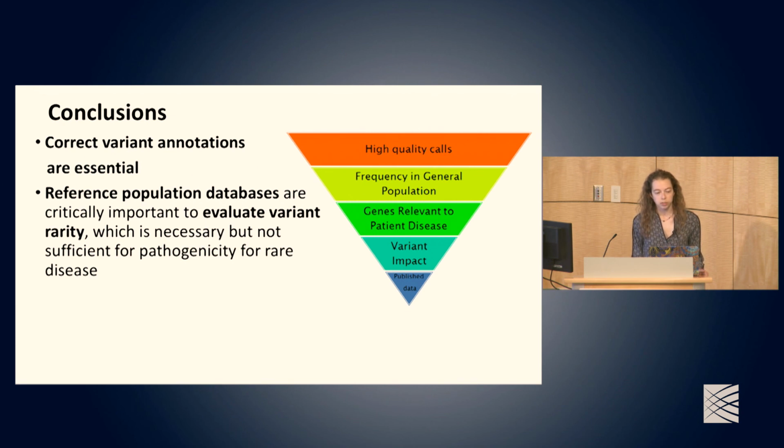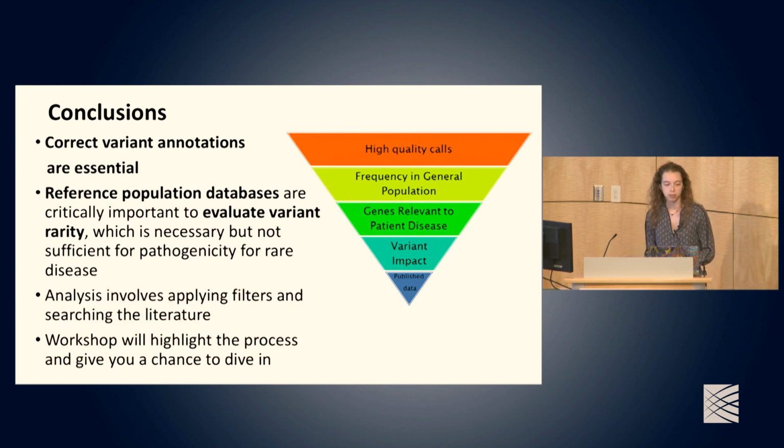So in conclusion, really all talking about the same thing, having correct variant annotations and the information that goes along with it is really crucial. Reference population databases have been really critical in our ability to identify rare variants, which is an important step to figuring out which variants could be causing disease. That being said, most variants are rare and don't result in disease, so it's only one necessary but not sufficient criterion. And then we take all of these, we apply filters, and then we search deeply in the literature to try to diagnose patients with rare disease.